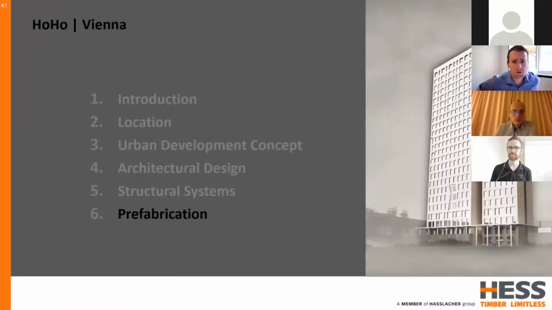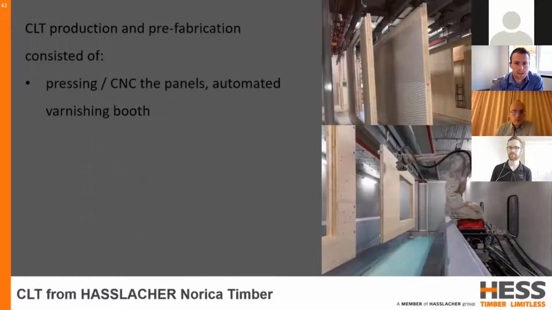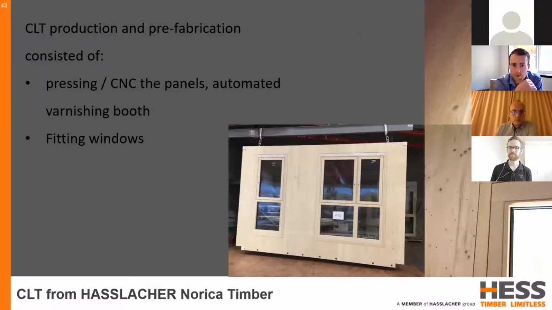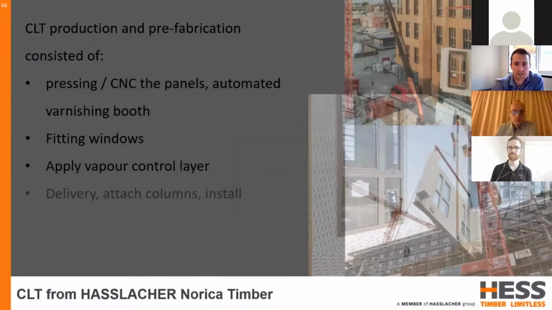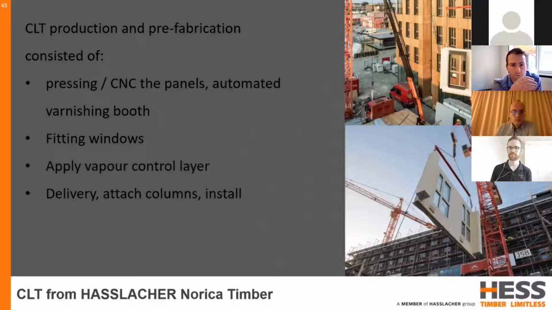So I'll now run through the general idea of the prefabrication and installation methodology. Starting with the CLT from Hasslacher Timber, the panels were pressed and cut in their Austrian facility before being QA checked and then passing through an automated varnishing booth. The windows, which were delivered to Hasslacher from Catspec, were then fitted, as well as the application of a vapor control membrane on the outside. And the panels were then delivered to site in that format, where they were further prefabricated on the ground before being lifted into final position.